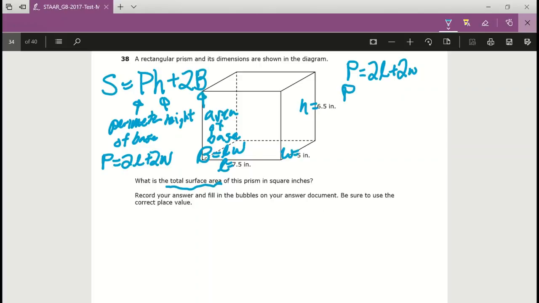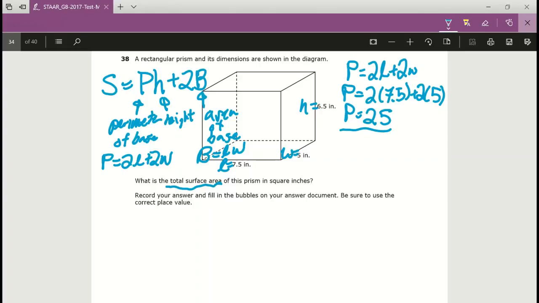So perimeter equals, our length is 7.5 down here, so it's 2 times 7.5 plus 2 times our width, which is 5. So we get our perimeter. Perimeter is 25. This is a very important number. I'm going to underline it so I know it's important.